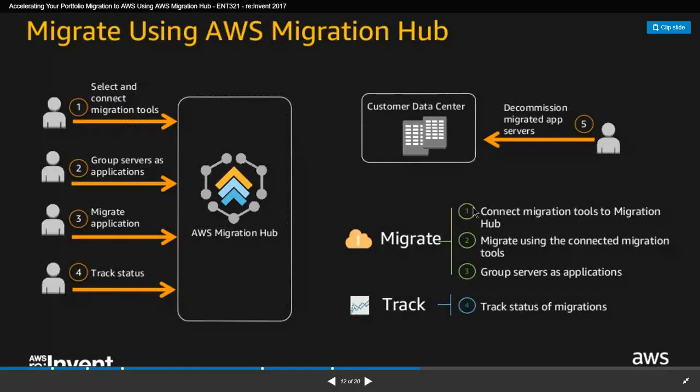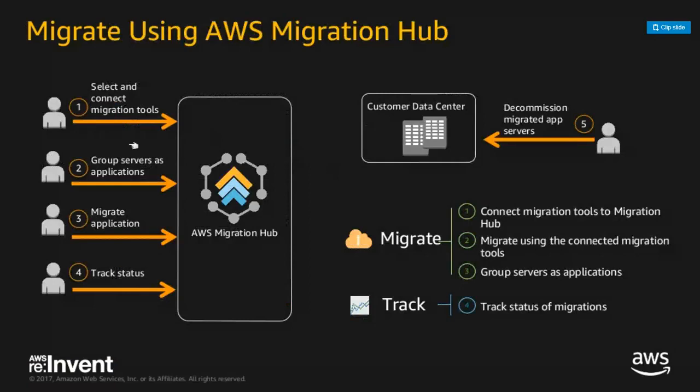Right? So how do you migrate? It is pretty simple. You pick a migration tool, whether it's SMS, DMS, or Cloud Endurance. You group the application servers that you want to migrate. You start migrating your application. You track the status, how many pass, how many fail. Once the migration is done, you go back and decommission your servers, meaning you shut down your servers in your data center. Right? In just 5 simple steps, you can do migration.